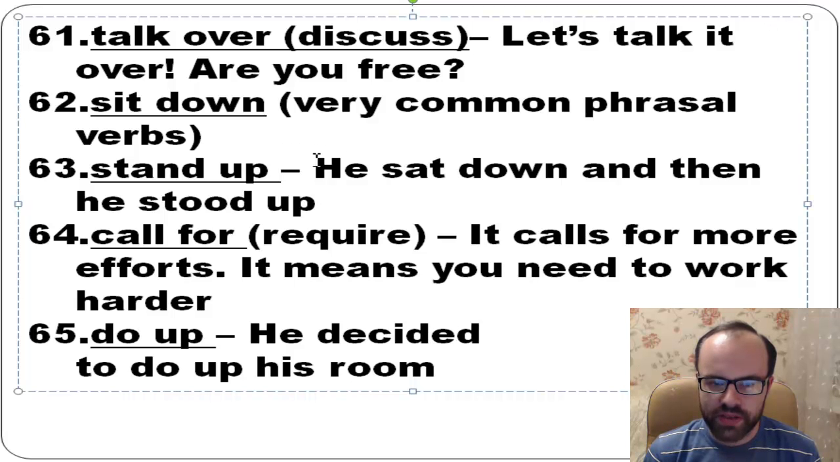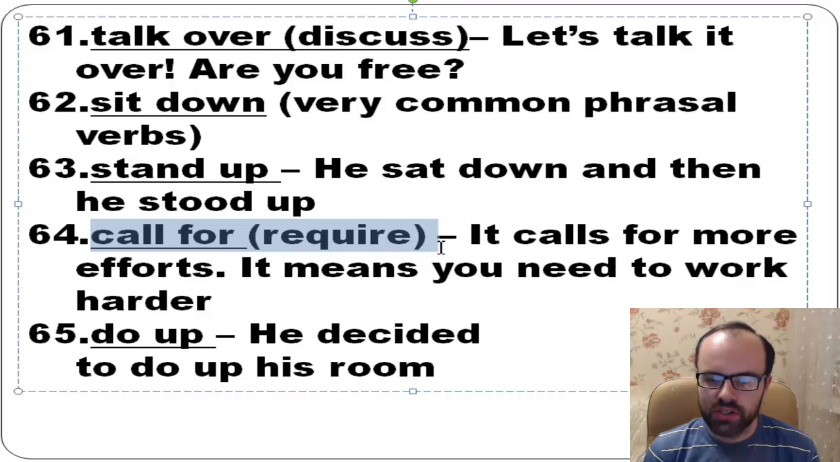He sat down and then he stood up. Call for means require. It calls for more efforts, or it requires more efforts. It means you need to work harder.